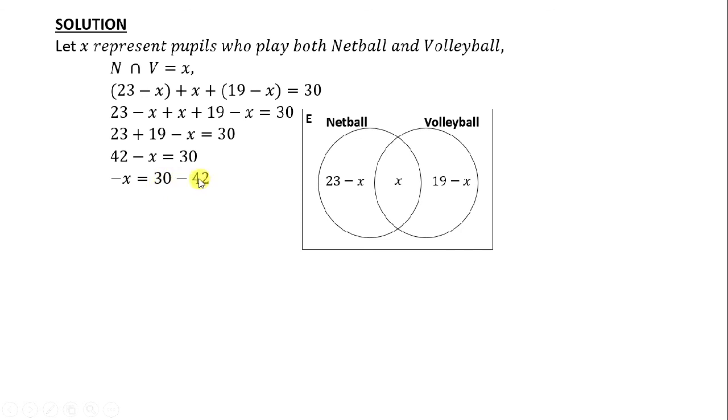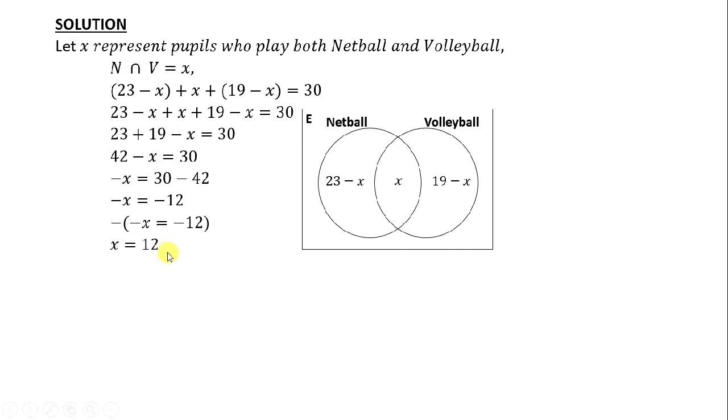Integers are positive and negative numbers including 0. When the signs are different, we'll subtract and put the sign of the larger number. So our negative x will be equal to negative 12. Multiply the whole equation by a negative 1. Our x will be equal to a positive 12.